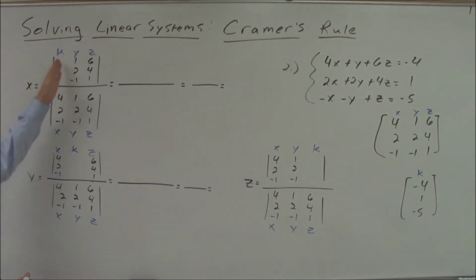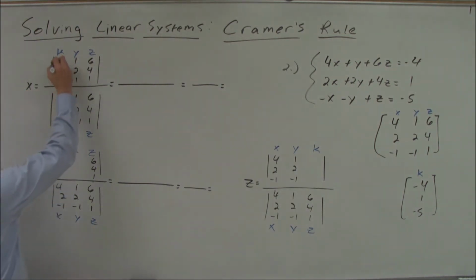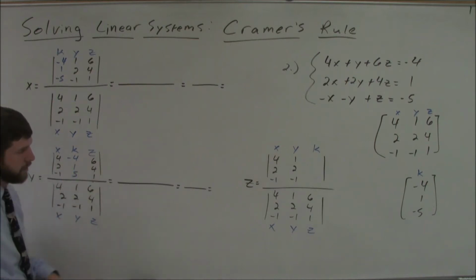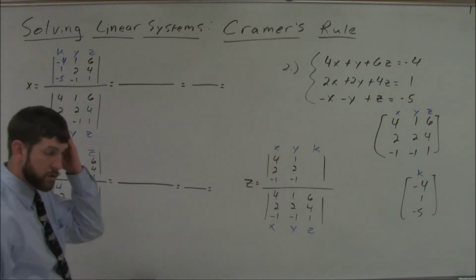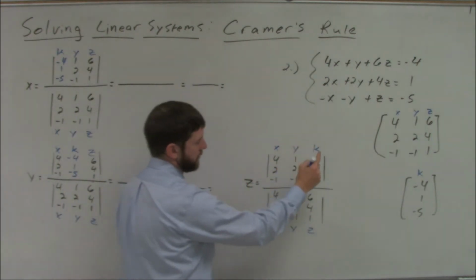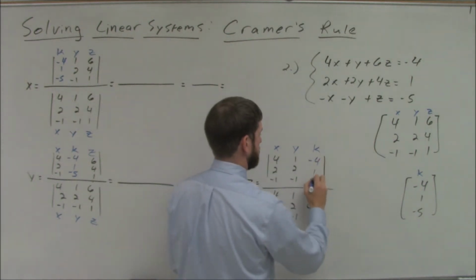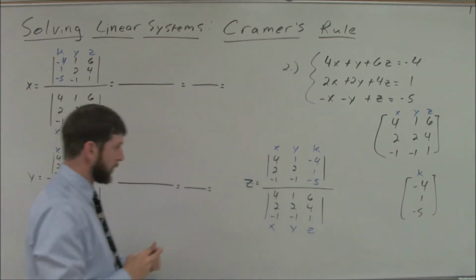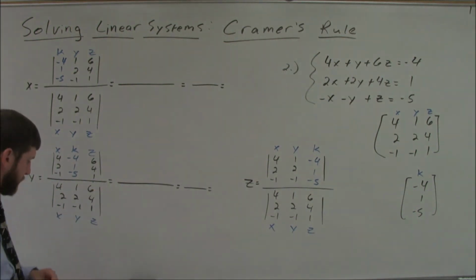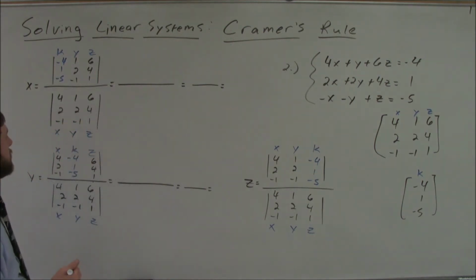So in x, my constant matrix will go in the x column. -4, 1, -5. In y, my constant matrix will go in the numerator of the y column. -5. Lose a negative sign, it throws everything off, so be very careful. And in z, numerator z column. Alright, so it is a lot of numbers, but let's go through and try to do these determinants.